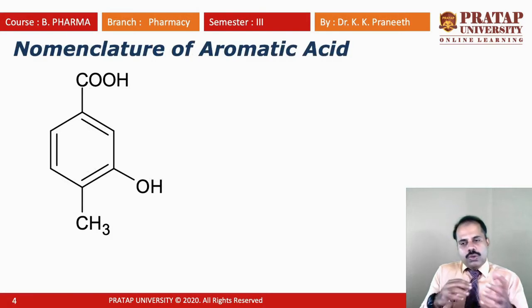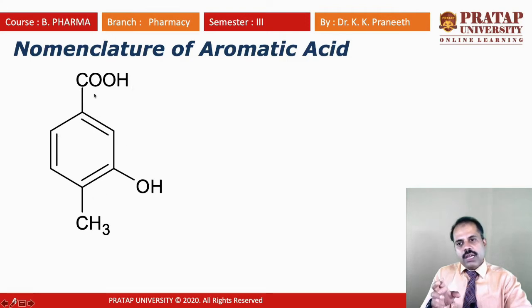Now let's move on to see how to name the carboxylic acid or aromatic acid. This is one example. This is a carboxylic acid with a benzene ring. It's an aromatic acid because an aromatic ring is there and a carboxylic acid group is there. So it comes under aromatic carboxylic acid or aromatic acid.